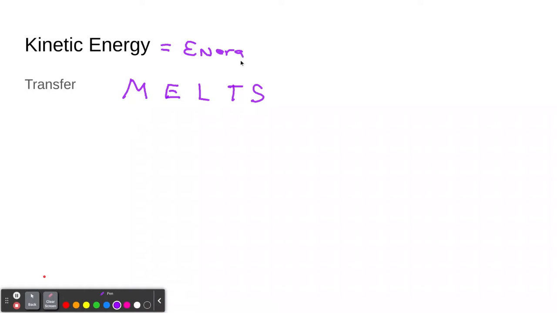All right, so basically, like we said in the last video, thermal energy is a part of kinetic energy. So let's get our pen. Let's use purple. And we use this way of remembering, MELTS. These are all the types of kinetic energy. So again, the kinetic energy is the energy of movement. And there's these types, right?